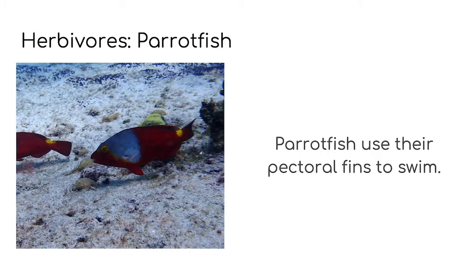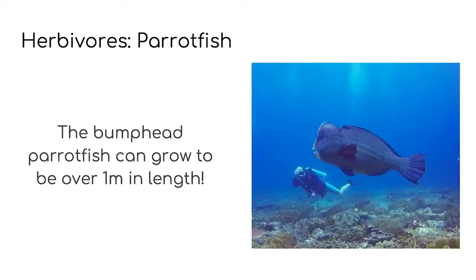Unlike most fish which use their tails to swim, parrotfish use their pectoral fins to swim. Pectoral fins are the fins on their side. Their beaks, along with their pectoral fins flapping to help them swim, make them look like birds, which is where the name parrotfish came from.